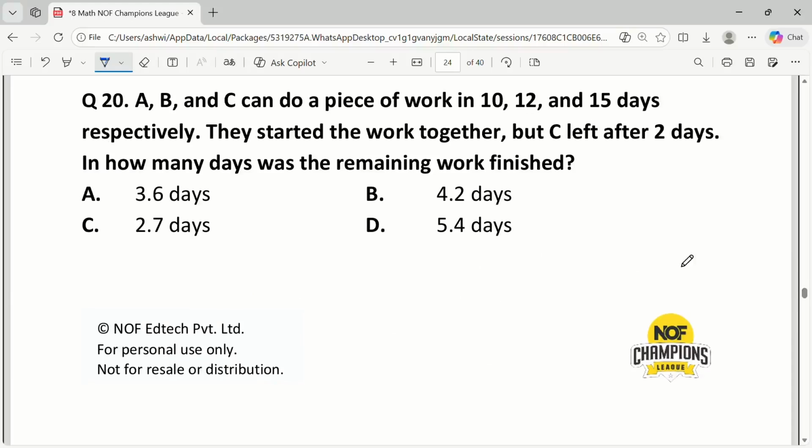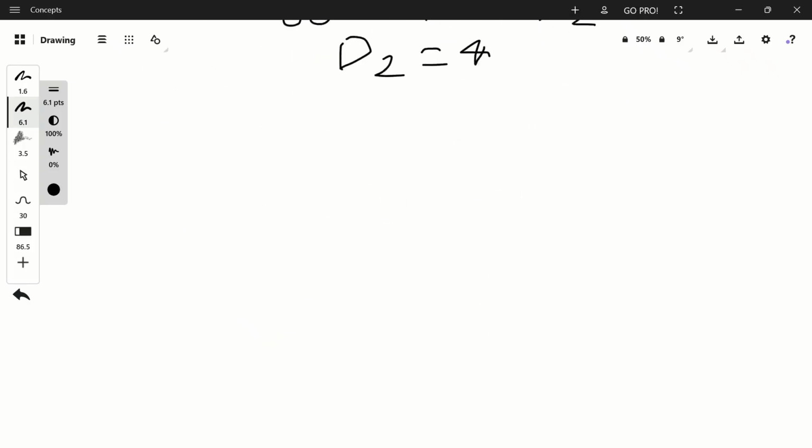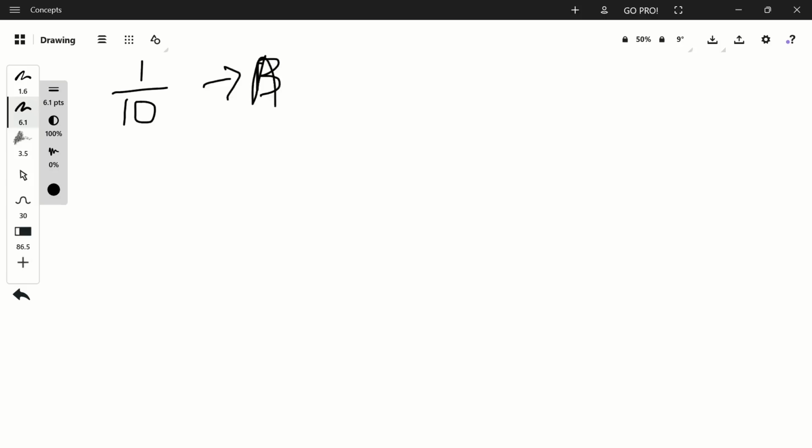A, B, and C can do a piece of work in 10, 12, and 15 days respectively. They started the work together, but C left after 2 days. How many days was the remaining work finished? A's daily work rate is equal to 1 upon 10 of the job. B's daily work rate will be 1 upon 12 and C's daily work rate will be 1 upon 15 of the job.